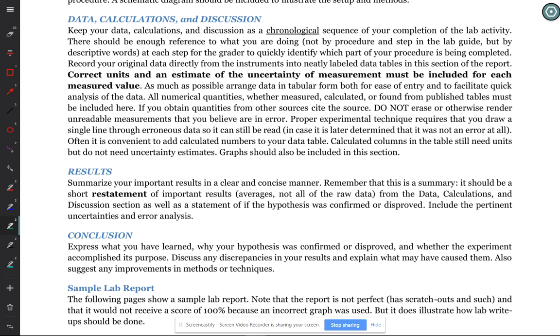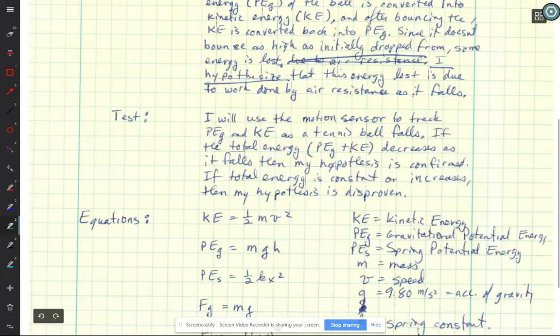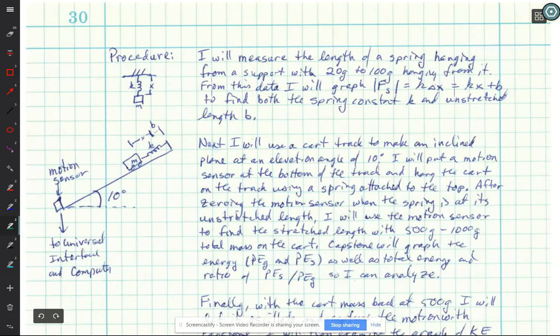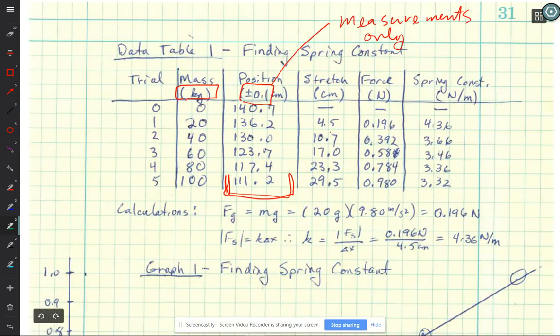Okay, one last thing here. What if you make a mistake? What if I had made a measurement? So as you're making the measurements, you're putting them in your data table. What if I made a measurement and I was like, uh-oh, that 136.2 was wrong. I made a mistake. The correct thing to do is not white out.